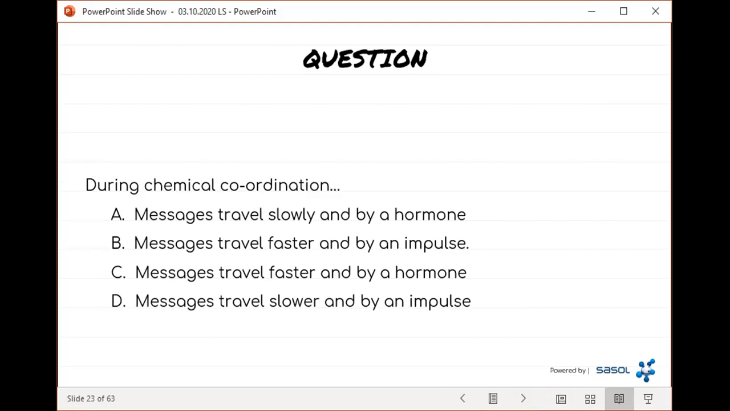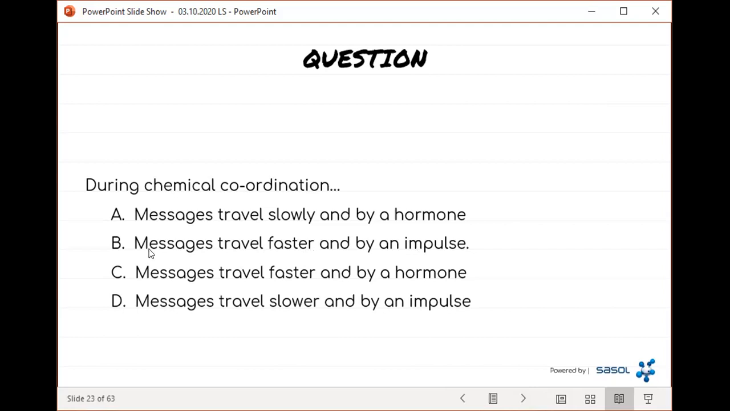Right, so in this question, we need to remember the differences between the nervous system as well as the endocrine system. So in the nervous system, we have a message or information which travels fast via an impulse, right? So let's see if we can get that option. A message that travels fast and by an impulse would be B, right?